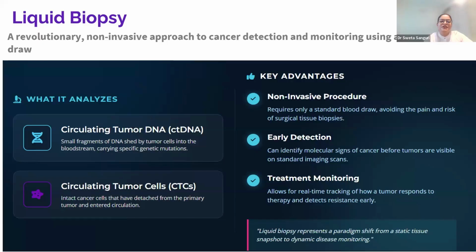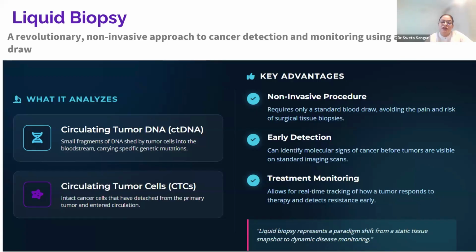Liquid biopsy. One of the most exciting developments in cancer diagnostics today is liquid biopsy. Please pay attention because it is going to be really interesting. Traditionally, if doctors want to study a tumor, what do they do? They have to perform a tissue biopsy, which means they have to surgically remove one small piece from the tumor. But scientists have now discovered something fascinating.